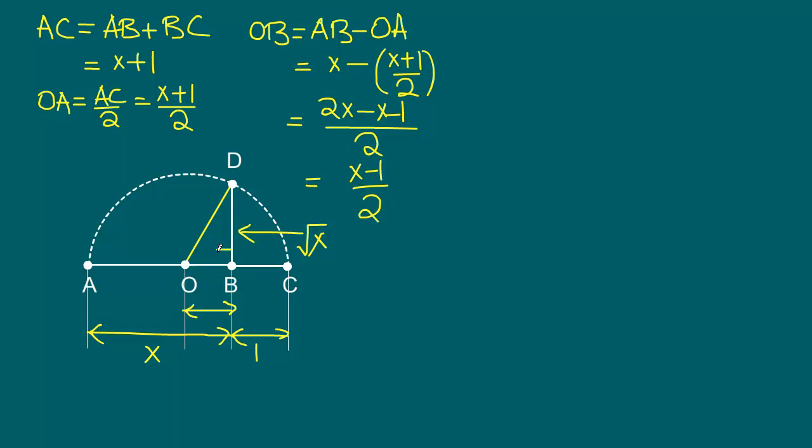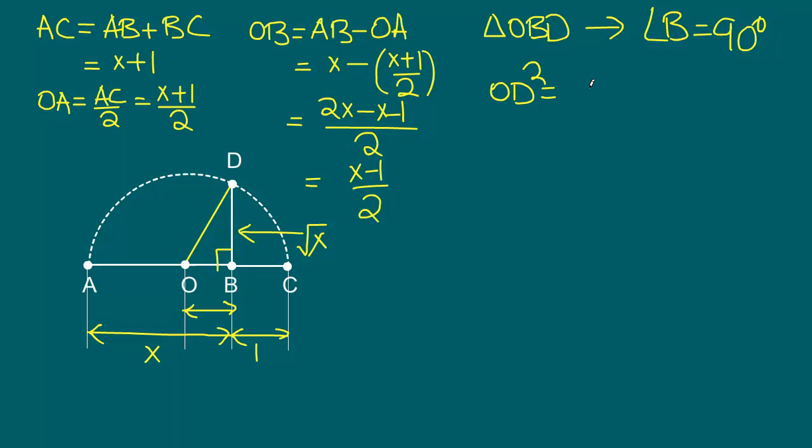This is 90 degrees by construction. So in our triangle OBD, it's a right triangle, right? Because angle B is equal to 90 degrees. So applying Pythagoras theorem, we can say OD square equals OB square plus BD square.